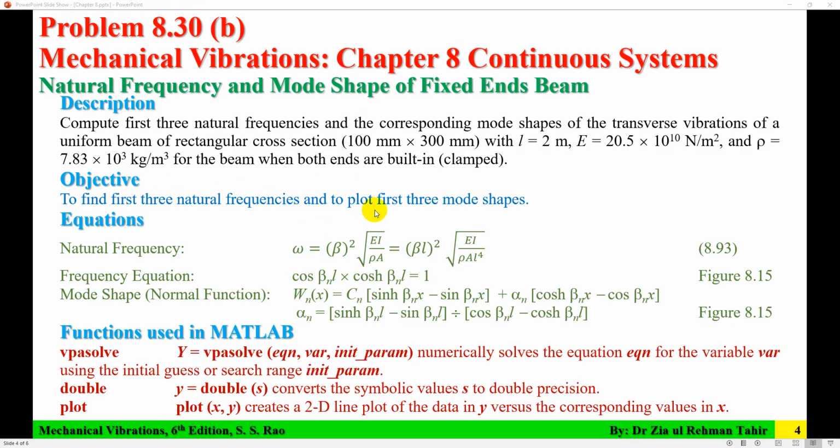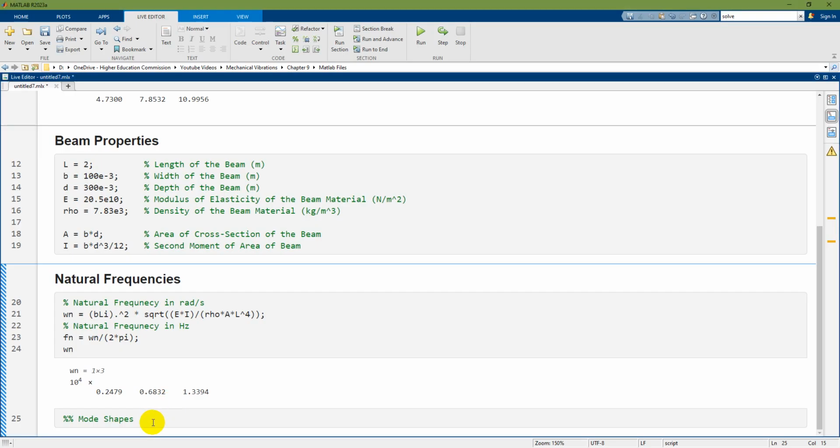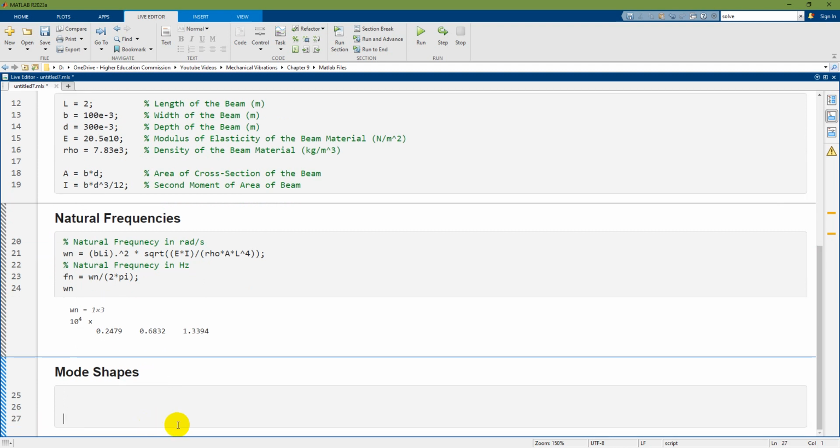The next step is to achieve the second objective, to plot the first three mode shapes. For the first three mode shapes, here is an expression. The values which you got here from the frequency equation, beta L, from there we need to get beta and then substitute that beta in this equation. First, A needs to be calculated. I am going to write a function for this in MATLAB. The next heading I'm adding here is mode shapes, and for the mode shape, I need to first write a function.